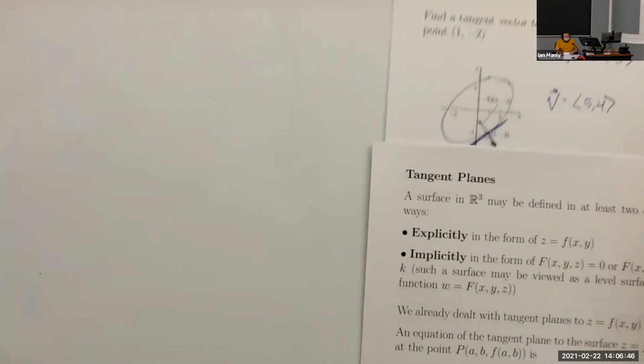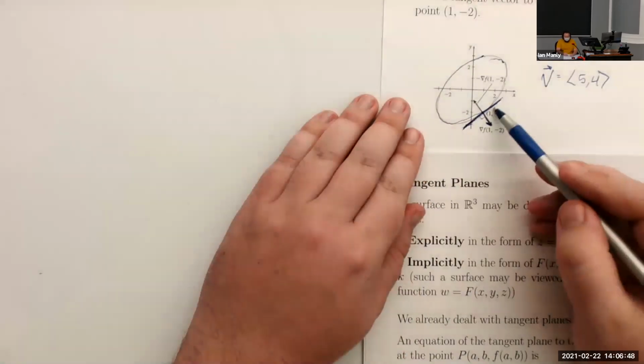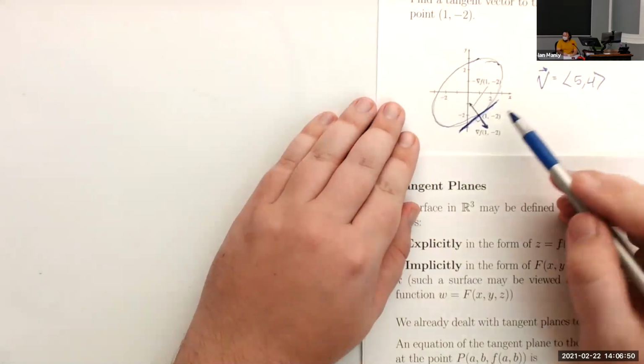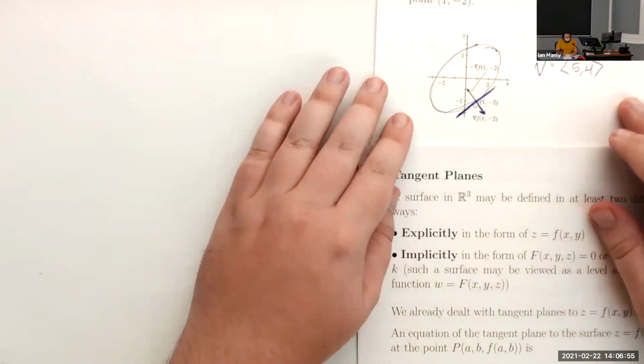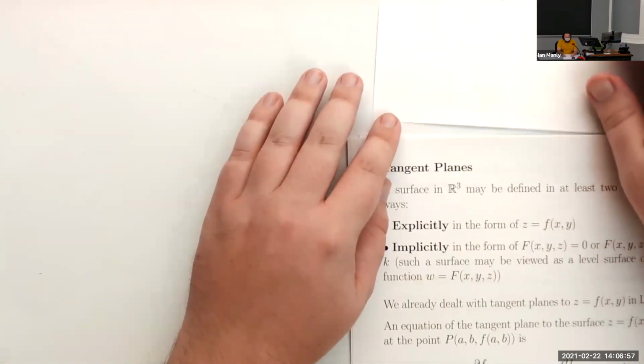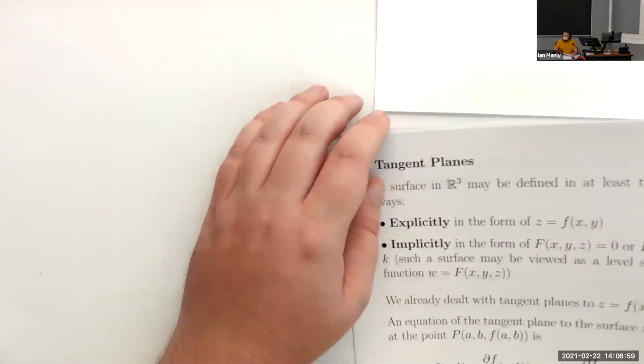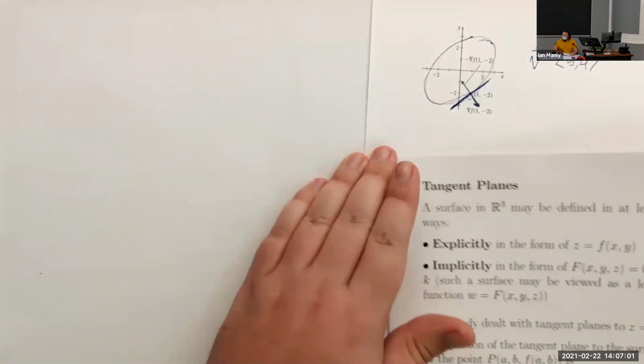Now, what we're going to do is return. So that was a tangent line, right? We found a vector in the direction of this tangent line here. So we're going to expand this notion of all the stuff we just talked about to tangent planes.